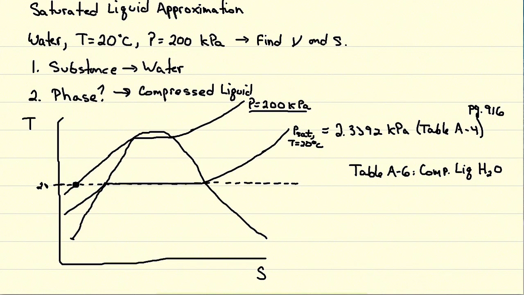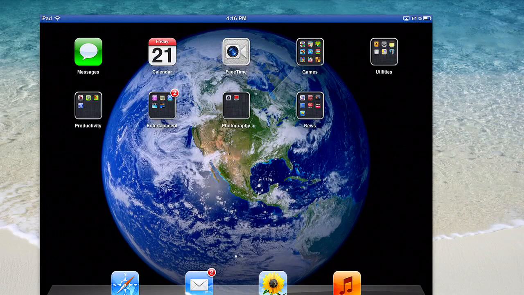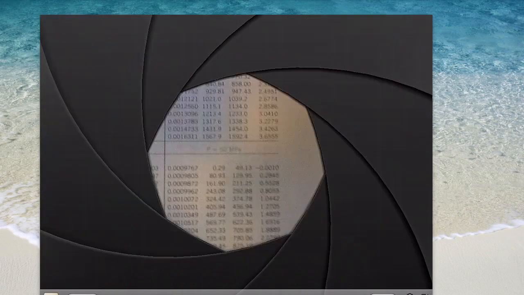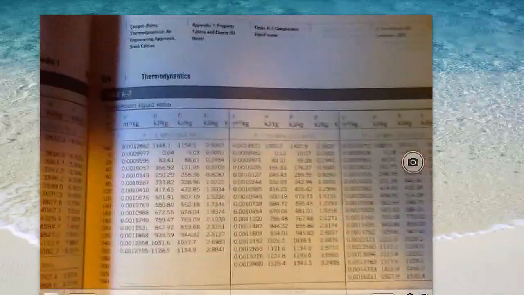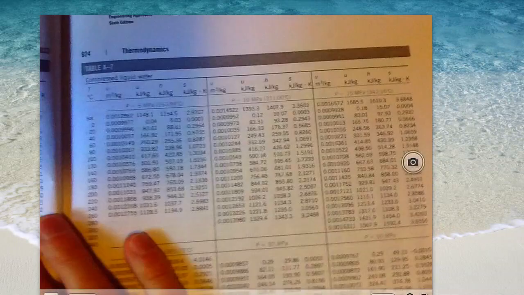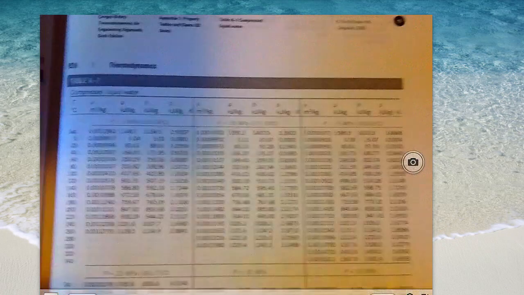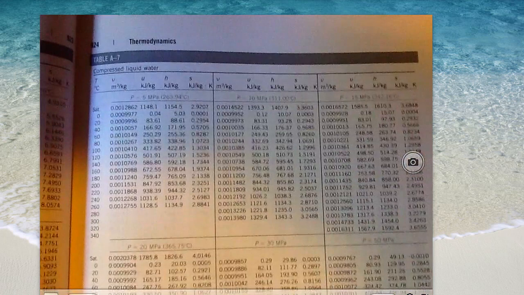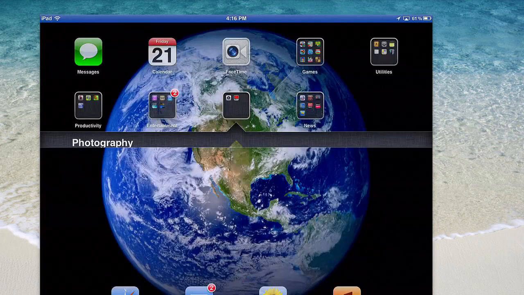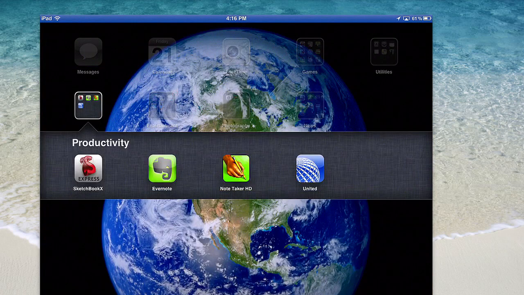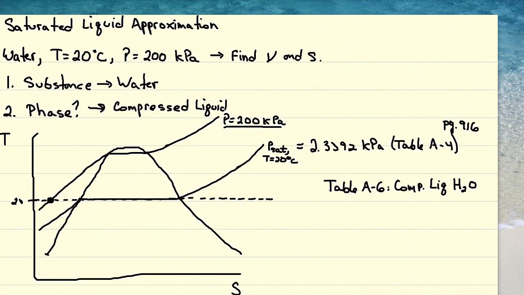When we go to that table, what you'll see, so now I'm in table A6 here, right? Table A7, I'm sorry. I need to fix that. That's terrible. Let me fix that very quickly. Good grief. Table A7. Okay, sorry about that. Now we can go and look at table A7.